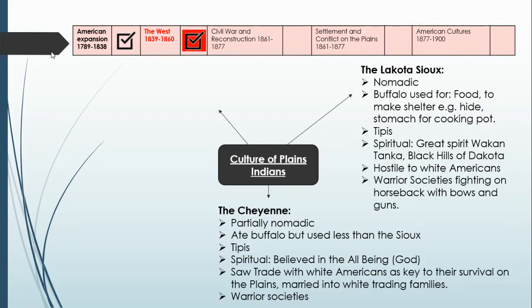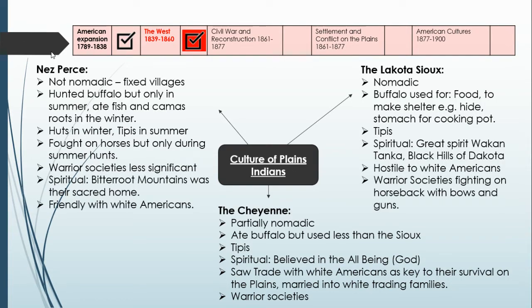But they obviously expected some fighting because they also have warrior societies. The third group that we have, or the third tribe that we have, are the Nez Perce. So they are not nomadic. They have fixed villages. So they are not wandering. They are in one location. They do hunt buffalo, but only in the summer.